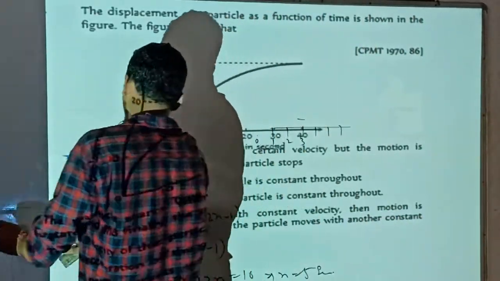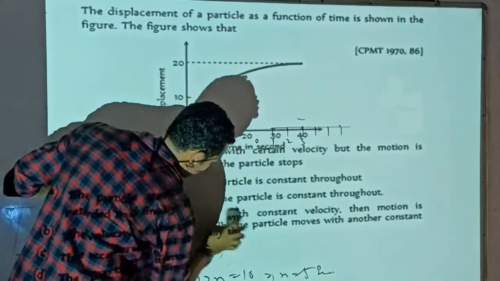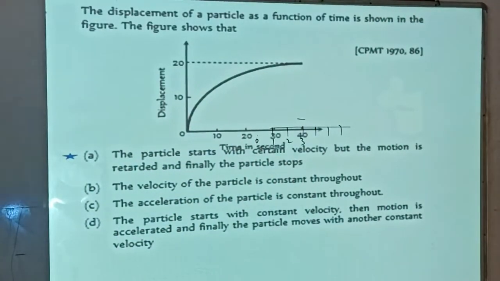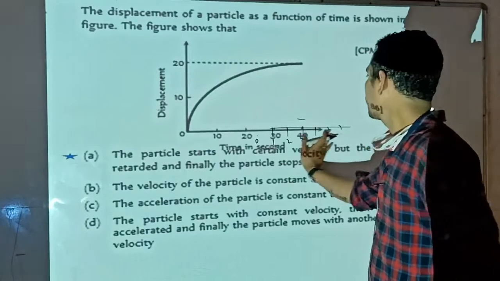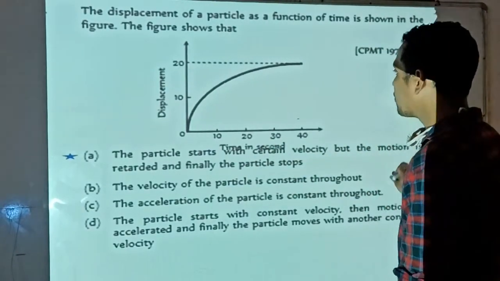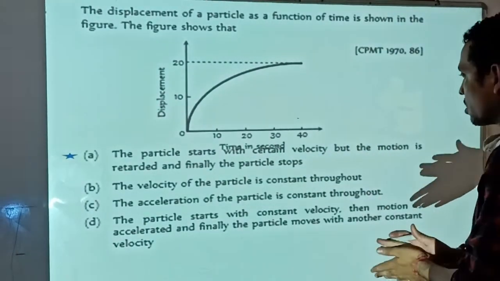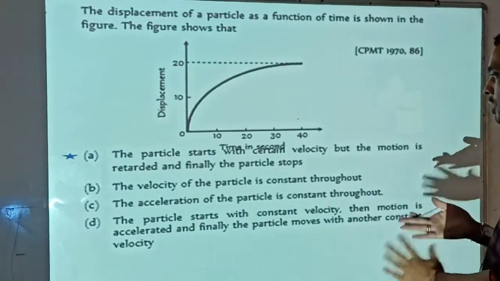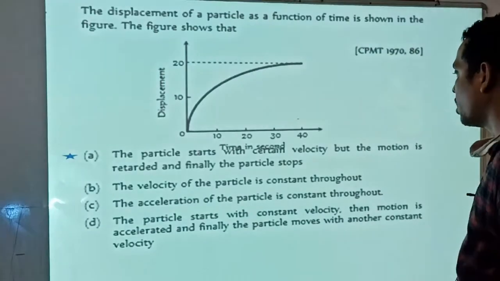Last question. So there is a graph. The displacement of a particle as a function of time is shown in the figure. The particle starts with a certain velocity but the motion is retarded, and at the final the particle stops.